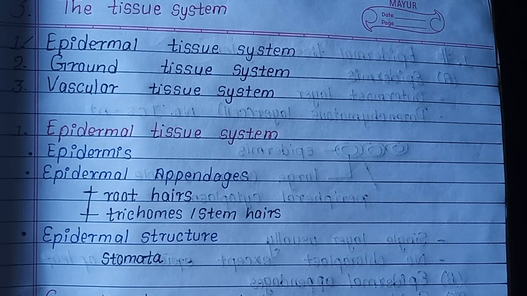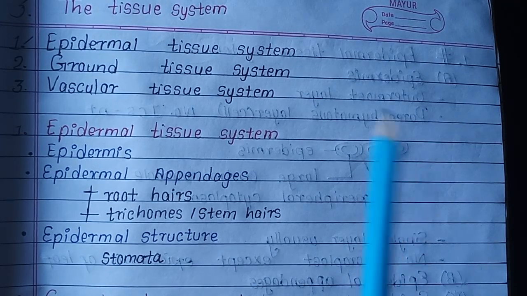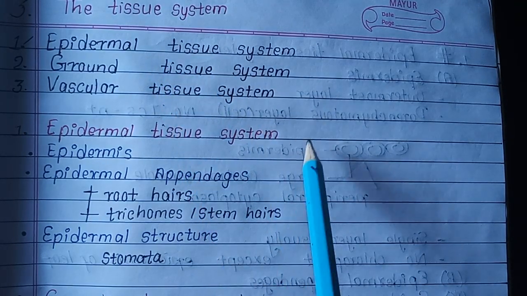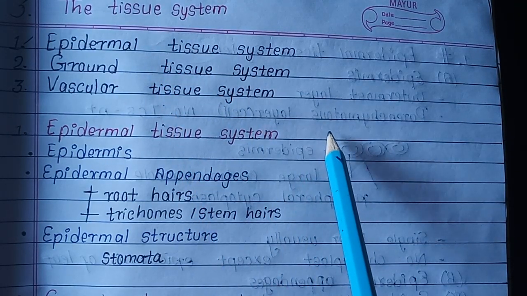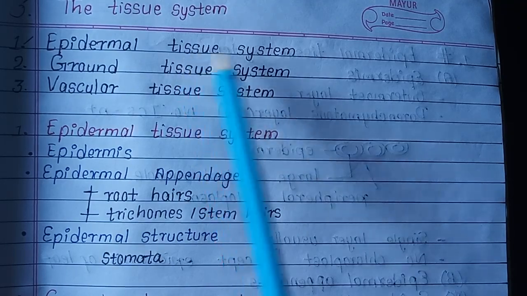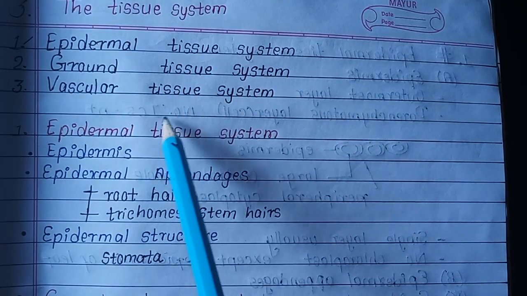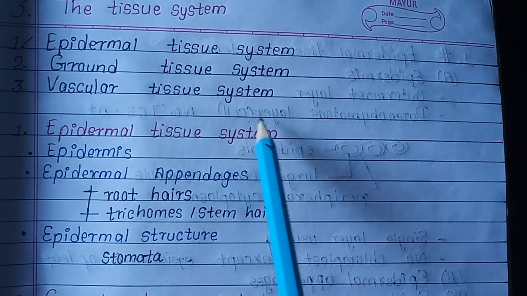Today we will be starting lecture number 0.6, plant anatomy, and we will start today from the tissue system. There are three types of tissue system. First one is epidermal tissue system, second one is ground tissue system, and third one is vascular tissue system.